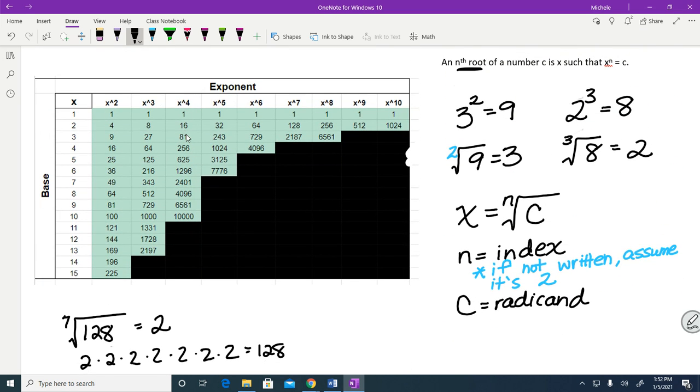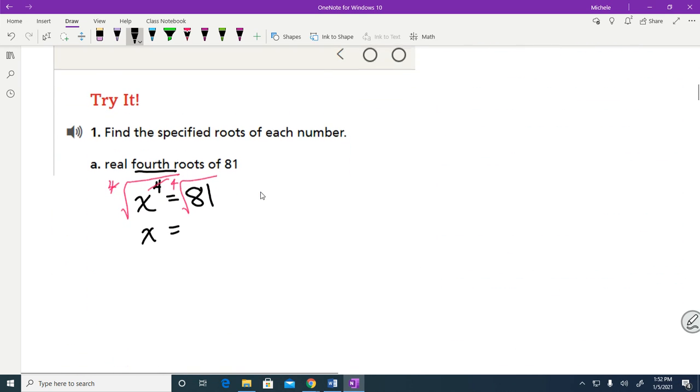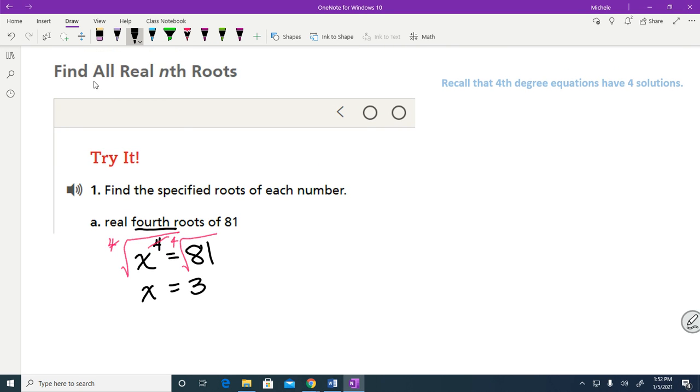Fourth root of 81 is 3, and I can get 3. Now remember, it does say find all real roots. So when I have the equation x to the fourth equals 81, what I'm asking is what number times itself 4 times will give me 81.